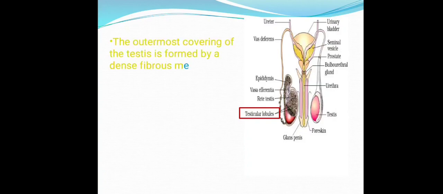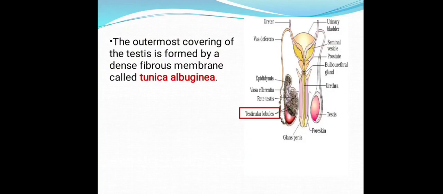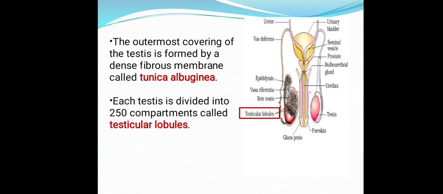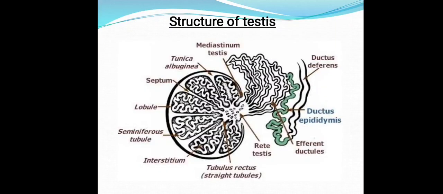The outermost covering of the testis is formed by a dense fibrous membrane called the tunica albuginea. Each testis is divided into about 250 compartments. These compartments are called testicular lobules. Here you can see the compartments in the testes. These are called testicular lobules.